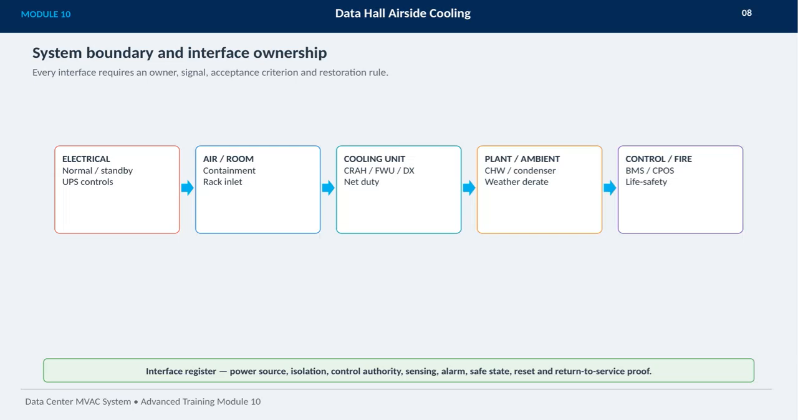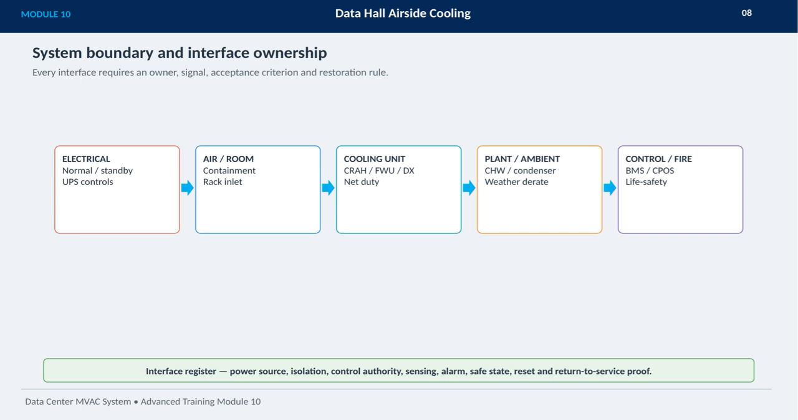In this module, we focus on data hall airside cooling and the crucial concept of system boundary and interface ownership. Every interface in the data center cooling system must have a clearly designated owner along with defined signals, acceptance criteria, and restoration rules. For example, on the electrical side, we manage normal and standby power, including UPS controls. On the air and room side, aspects like containment and rack inlet conditions are controlled.